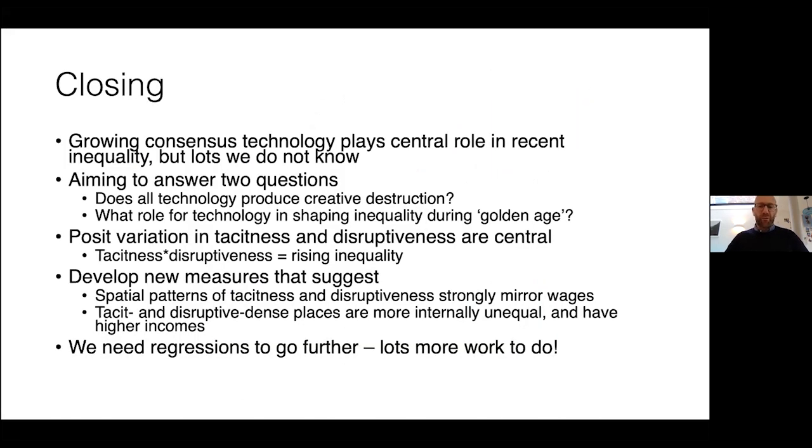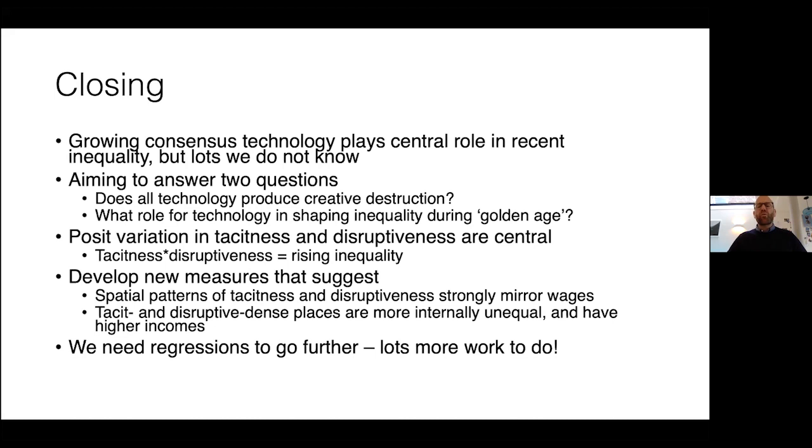So that's kind of where we are, and I want to close up and hopefully get some questions. So just to summarize, there's a growing consensus that technology plays a really important role in the recent post-1980 rise in inequality. But there's a lot that we don't know about this relationship. The work that we're trying to do tries to answer a couple of questions, or at least hopes to do so in the future. First of all, does all technology produce creative destruction, or as a corollary, are there particular characteristics that are associated with this sort of inequality-producing creative destruction?